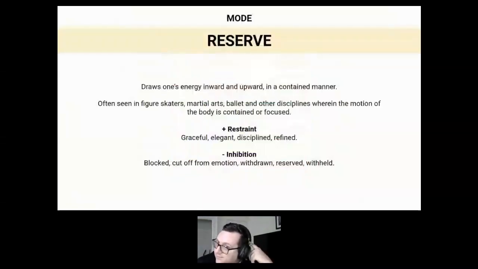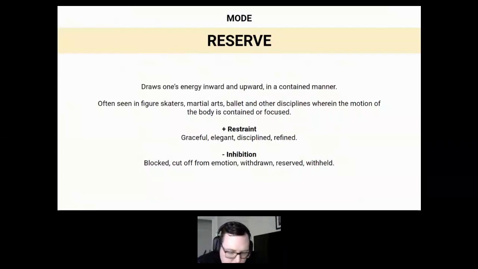So first we have reserve mode, which aligns with the server, and it's on the inspiration axis and is the ordinal mode. With this mode, you basically draw your energy inward and upward in a contained manner. It's often seen in figure skaters, martial arts, ballet, and other disciplines where the motion of the body is contained or focused. So people with this mode really control their energy and keep it inside, and they just release it a little bit at a time. Very controlled in how they go about it.